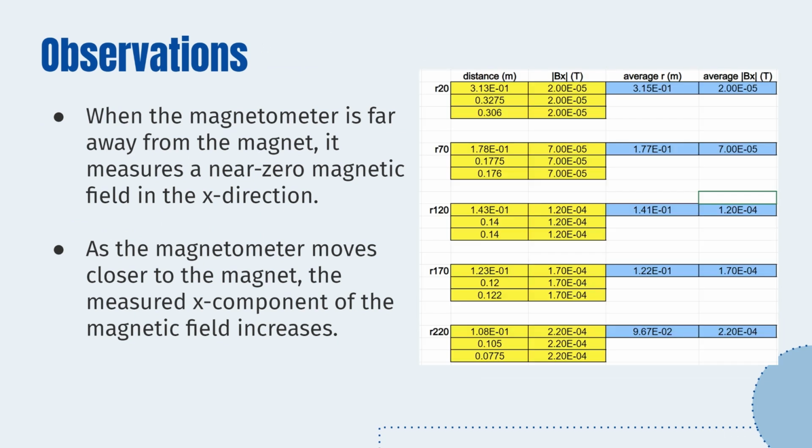So the observations we found: when the magnetometer was far away from the magnet, it measured a near zero magnetic field in the x direction, as you can see here when it was further away. And then as the magnetometer moved closer to the magnet, as the distance decreased, the measured x component of the magnetic field increased. As you can see, bx is greater as r is smaller.